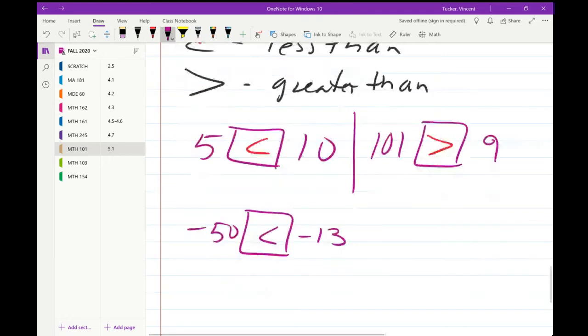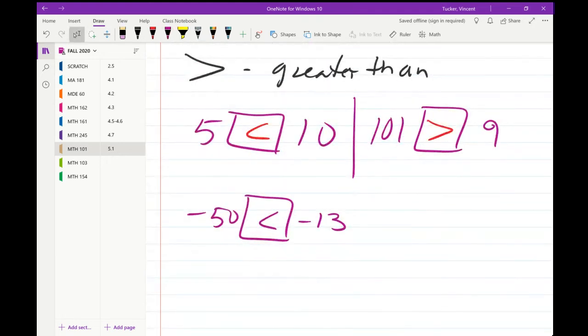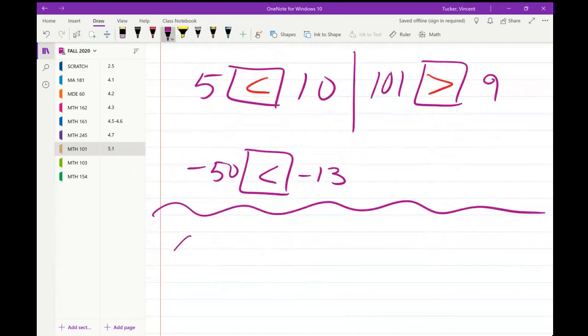Any questions with how we would use your symbols before we apply the decimals? I'm going to go back.